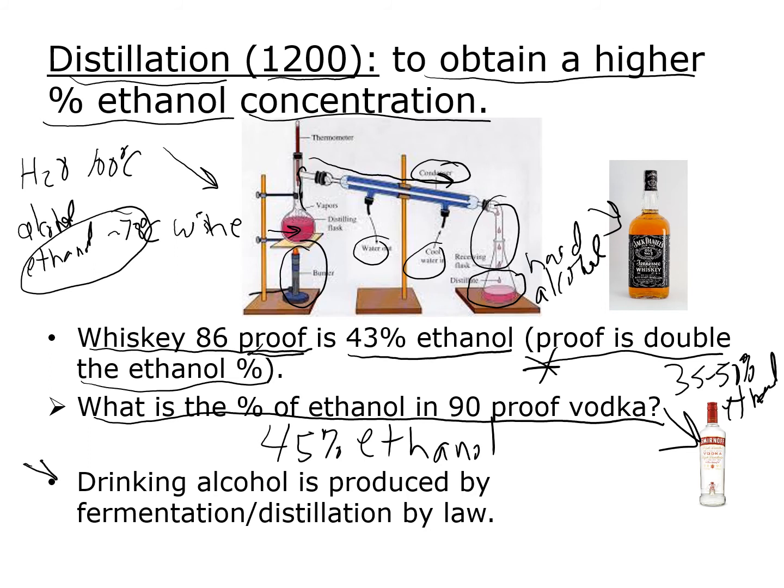Drinking alcohol is produced by fermentation or distillation by law. And this is primarily just for regulatory reasons. As I said, you could produce ethanol in the laboratory, but all of the drinking alcohol that you would buy, your beer, wine, or your hard alcohol, is all going to be produced by either fermentation and/or distillation.